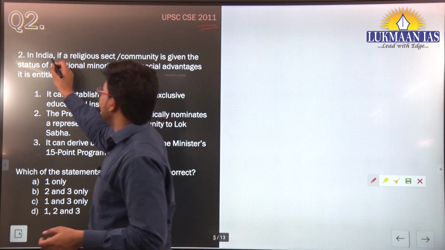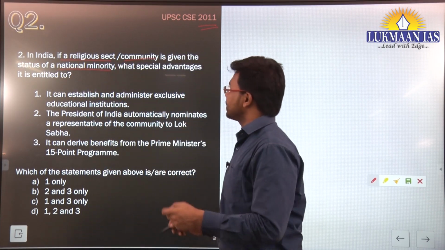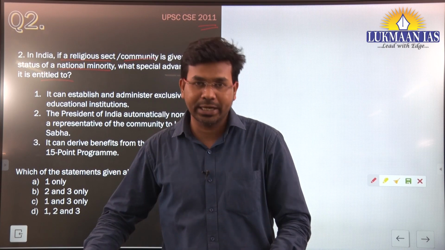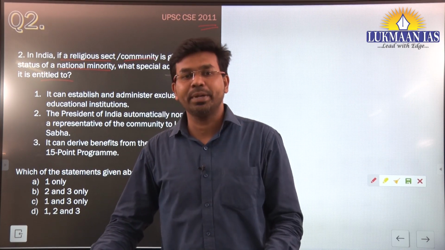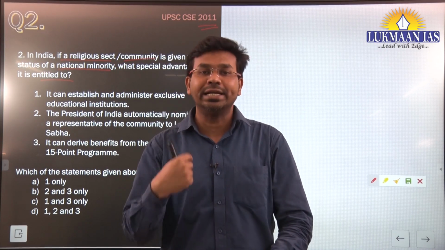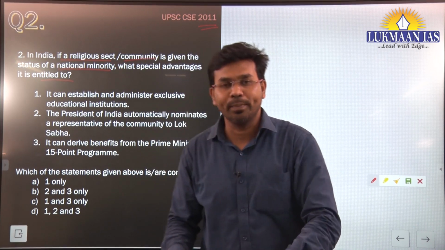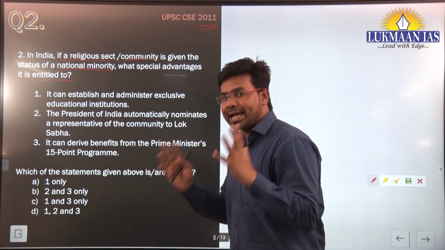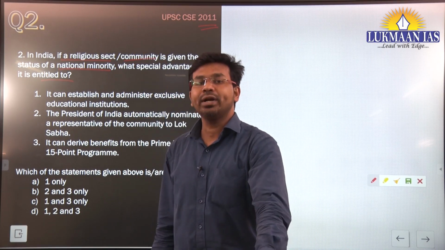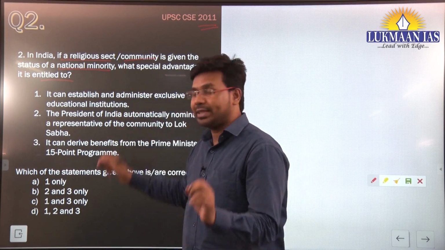It says, in India, if a religious sect or community is given the status of a national minority, what special advantage is it entitled to? You might have heard, like many of you fill the UPSC prelims paper. While applying for the UPSC paper, you need to write your name, date of birth, and along with this, you also have to write about your religion, like whether you are a general or you belong to minority and all. So if a particular sect or religious community is given the status of national minority, what rights do they get in addition to general people? This question is associated with that particular topic.